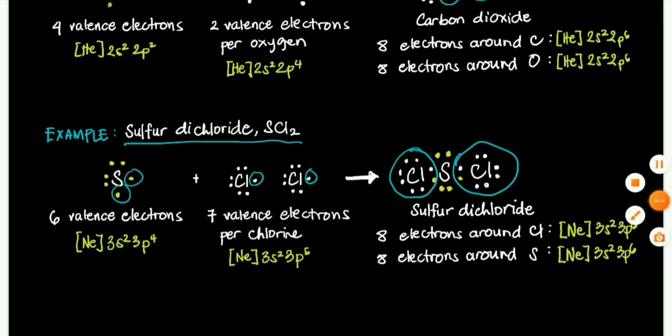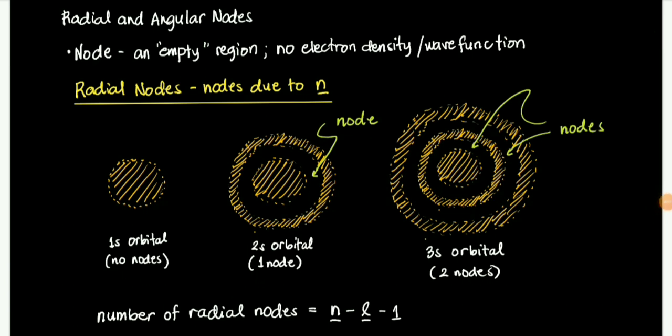Okay? So before we proceed with the concept of orbital overlap, discuss muna natin yung concept ng nodes ng mga orbitals. Okay? So a node is an empty region, meaning walang electron density and wala ring wave function. So walang electron na nagta-travel sa mga nodes. Okay? So we have two types, radial and angular nodes.